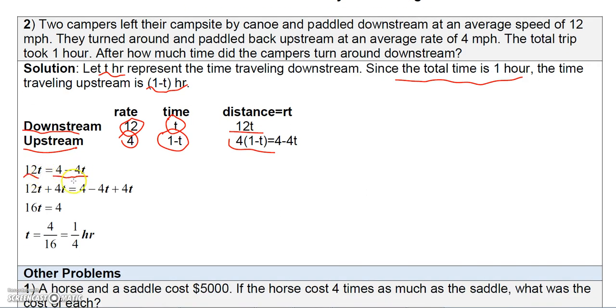So I'm going to add 4t to both sides to cancel the minus 4t, and then I get 16t equals 4, and then divide both sides by 16, and then you get 4 over 16, but reduced, that would be 1/4. So the time is 1/4 of an hour. So the time traveling downstream was 1/4 of an hour.